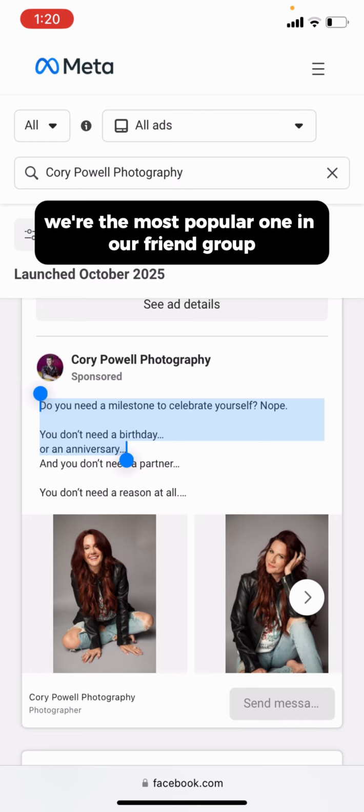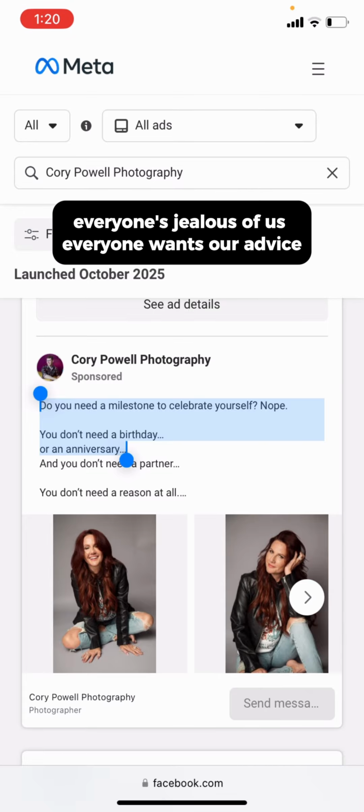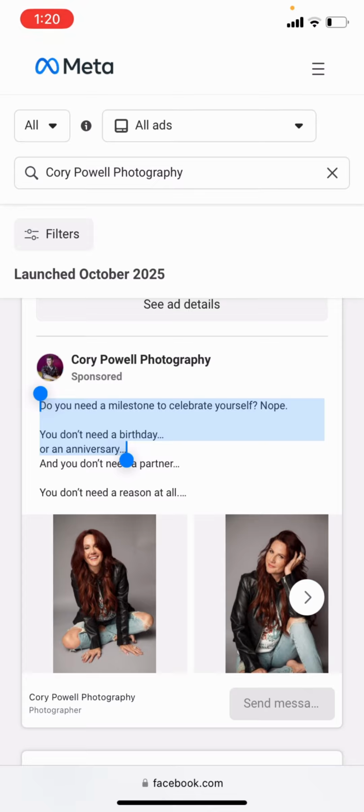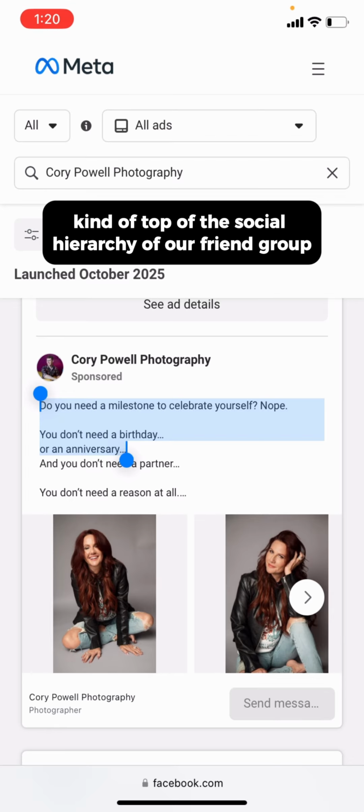And then, we're the most popular one in our friend group, best boudoir photographer. Everyone wants to be like us. Everyone's jealous of us. Everyone wants our advice. And we're like, kind of top of the social hierarchy of our friend group.